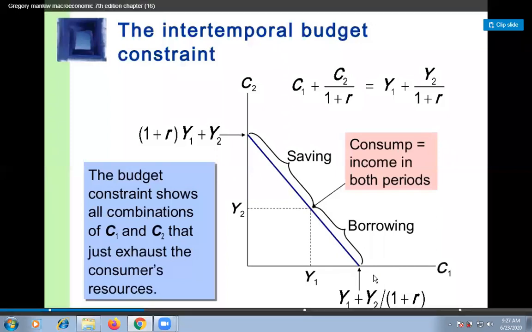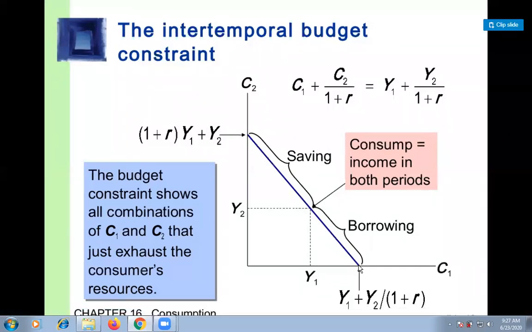Okay, second point. Now come to this point, that is a very, very important point. At this point, C2 equal to 0, C1 is something. Now the consumer consumes all income, future income and current income, on C1.